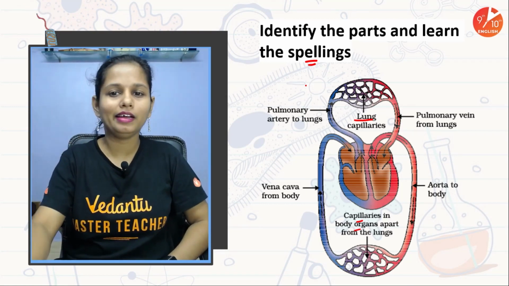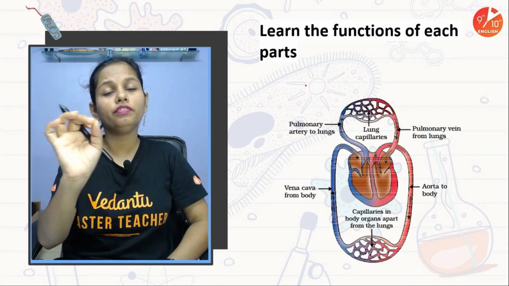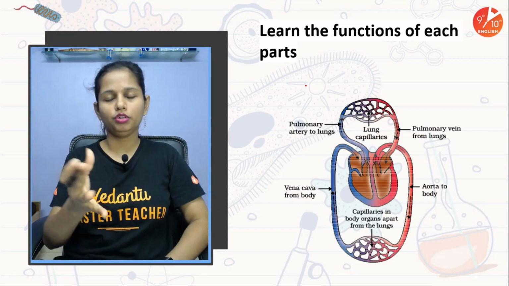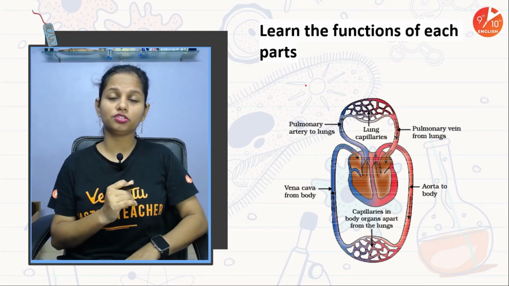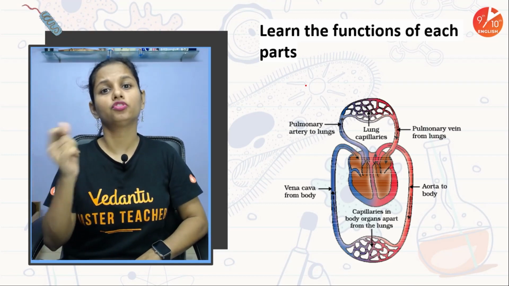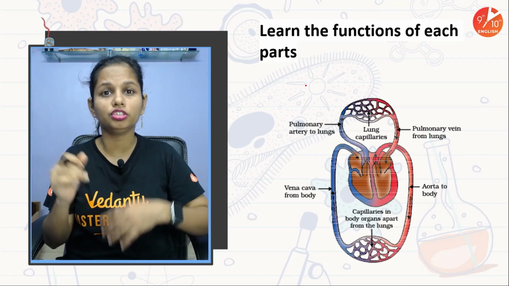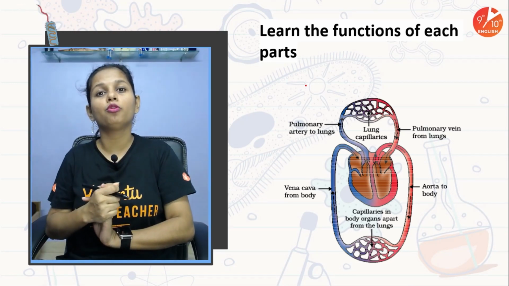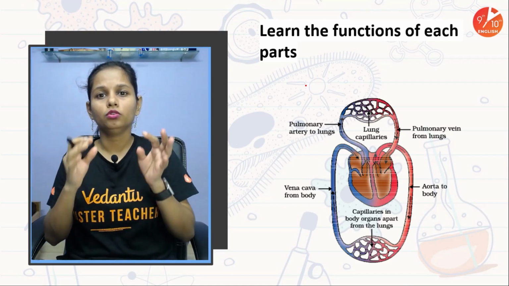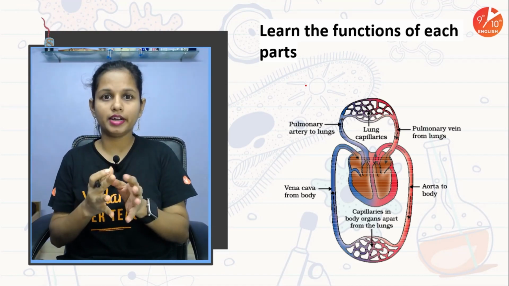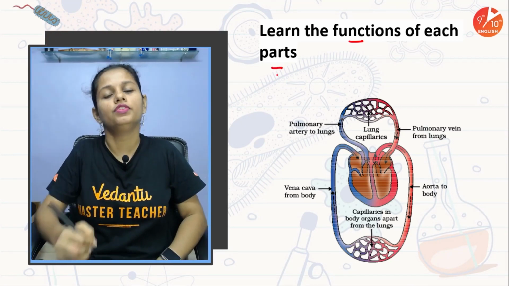Okay, and the next, learn the functions of each part. Now in this particular diagram of double circulation, the right side of the heart receives deoxygenated blood, the left side of the heart receives oxygenated blood. Pulmonary artery carries deoxygenated blood to the lungs for oxygenation. The oxygenated blood is brought in by the pulmonary veins, right? So try to memorize, understand, and learn the functions of each of these parts.